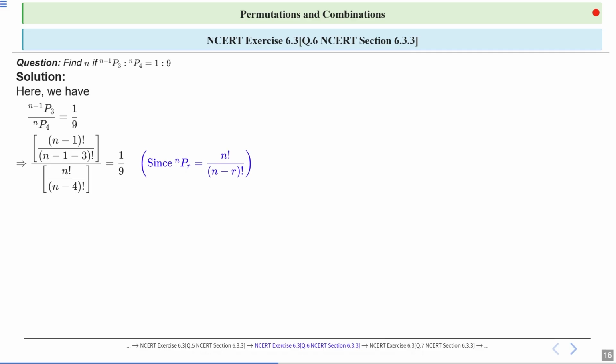Using this formula and simplifying the given equation, it implies (n minus 1) factorial upon (n minus 1 minus 3) factorial divided by n factorial upon (n minus 4) factorial is equal to 1 by 9. Now let's simplify further. We multiply the fractions to get (n minus 1) factorial upon (n minus 4) factorial multiplied with (n minus 4) factorial upon n factorial, equal to 1 by 9. Notice here how the (n minus 4) factorial terms will be cancelled out.